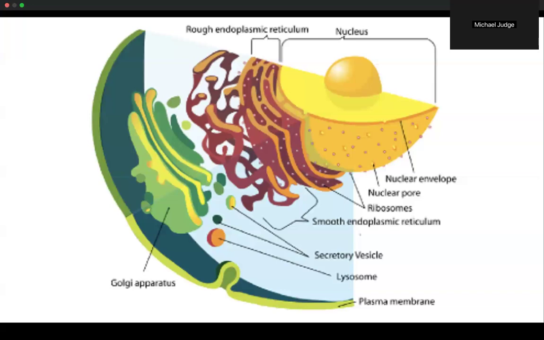The rough endoplasmic reticulum, therefore, can take the protein that has been made and coat it in membrane in a little bubble of membrane called a vesicle. The vesicle can then carry the protein from the rough endoplasmic reticulum to the Golgi apparatus.